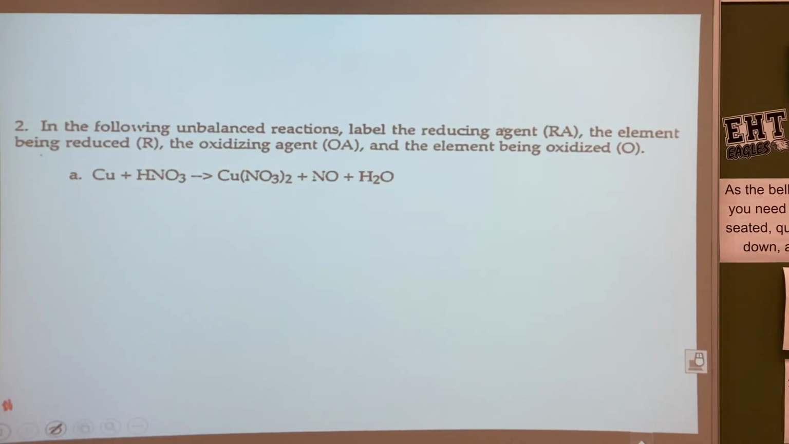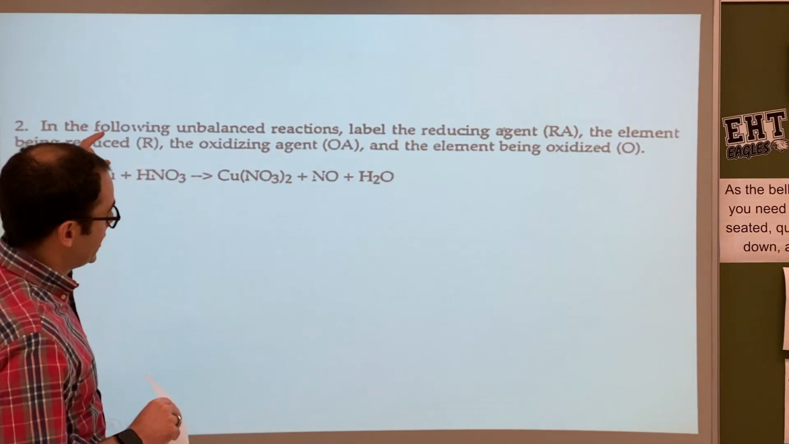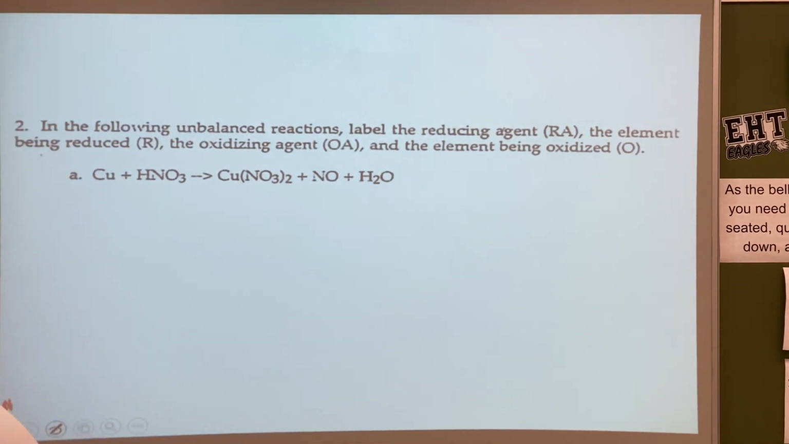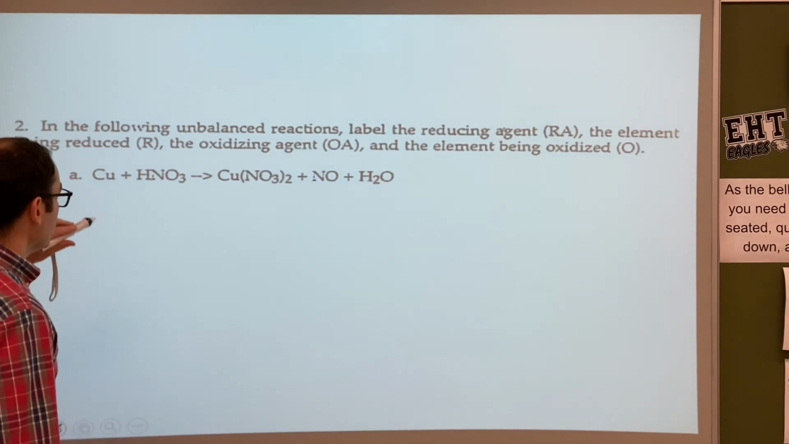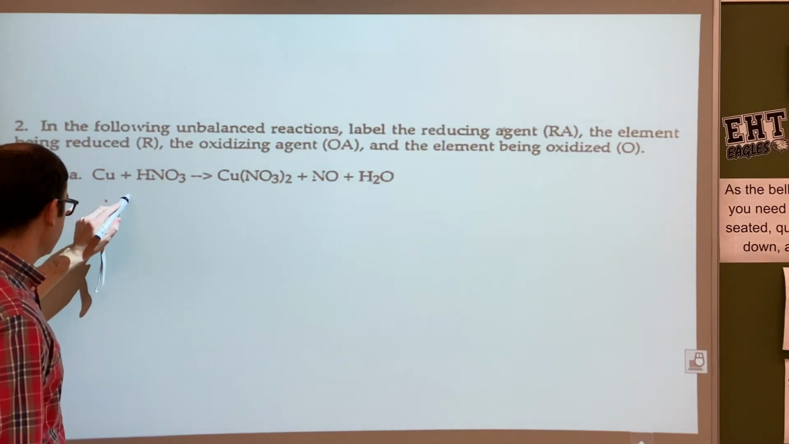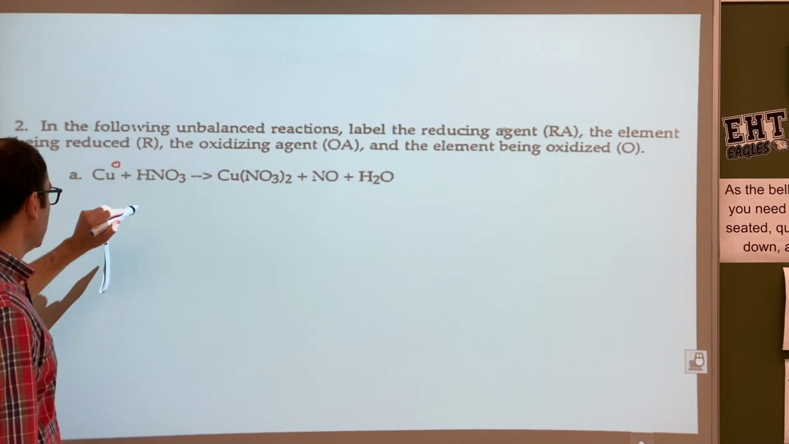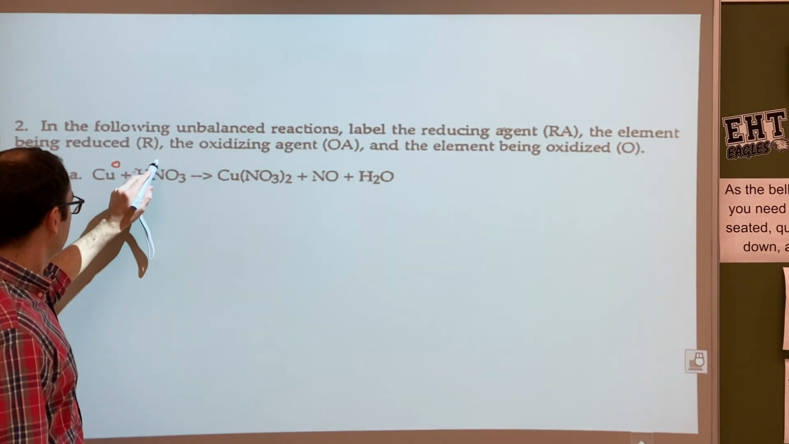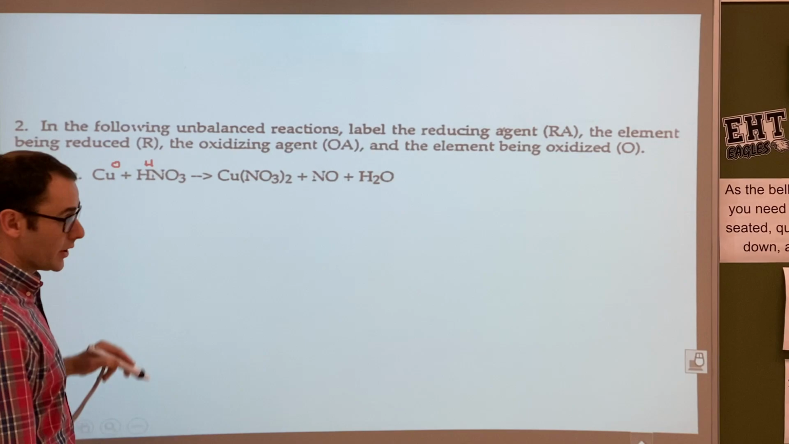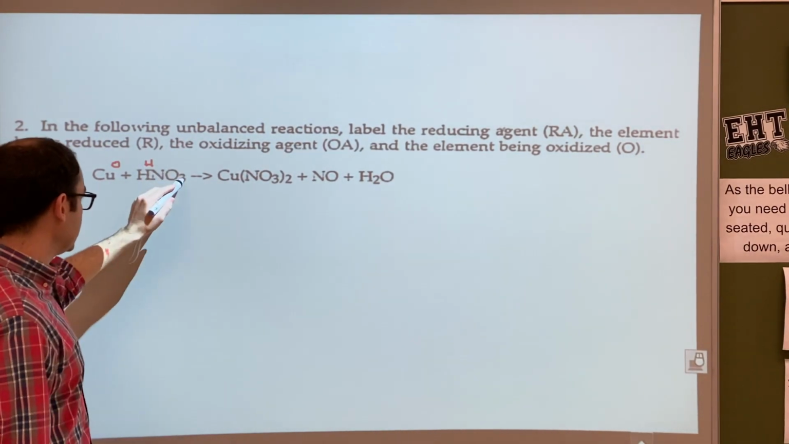All right, so in here it says, in the following unbalanced reactions, label the reducing agent, the element being reduced, the oxidizing agent, and the element being oxidized. The first thing we have to do is figure out the charges for everything, okay? So what's copper's charge going to be when it's by itself? Good, all right. What about the hydrogen? +1, it's always +1.